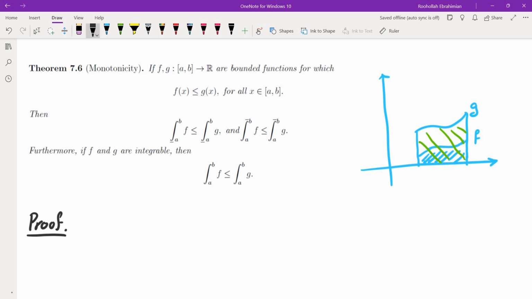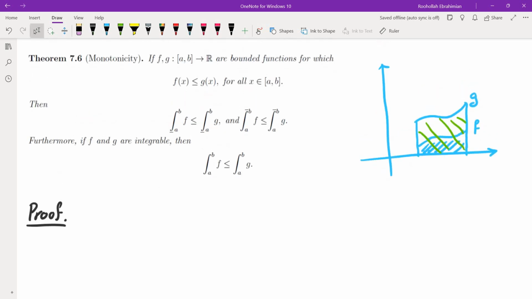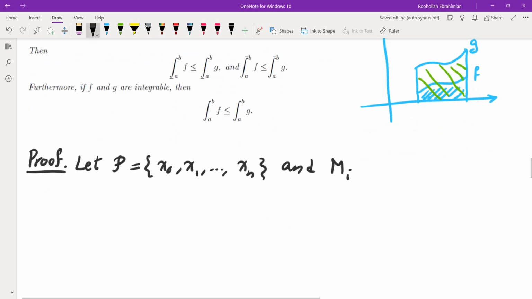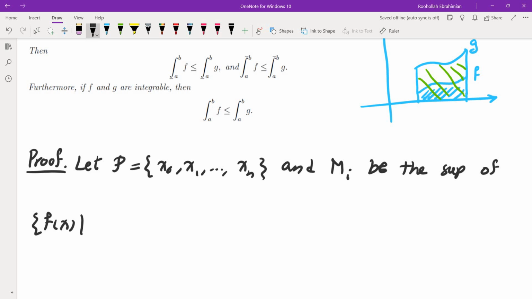Okay, in order to be able to compare these, we would need to start from a partition and then compare the supremum and infimum. So let P equal x naught, x1, ..., xn, and let Mi be the supremum of f of x such that x is in [xi minus 1, xi].